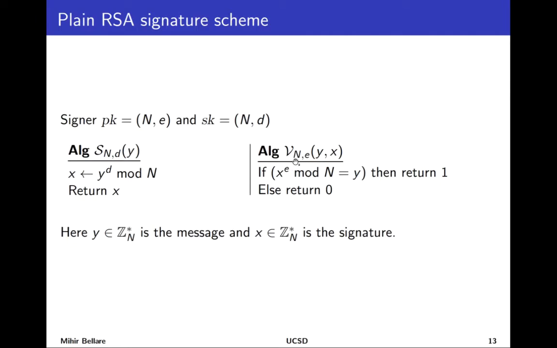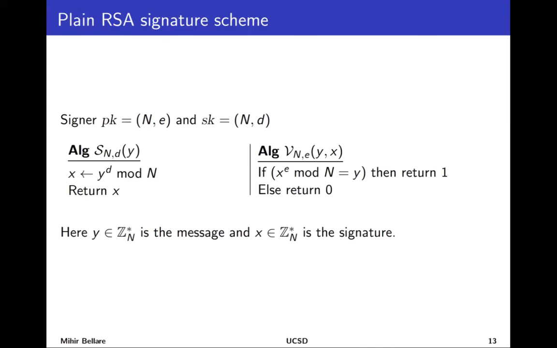Well, verification is only allowed to have the public key. It doesn't have the D, so it can't take the message and raise it to the Dth power and check that it gets back the claimed signature. Instead, given message Y and claimed signature X, it encrypts the signature by raising X to the E mod n and checks if it gets back Y. And if so, it returns 1, otherwise 0.